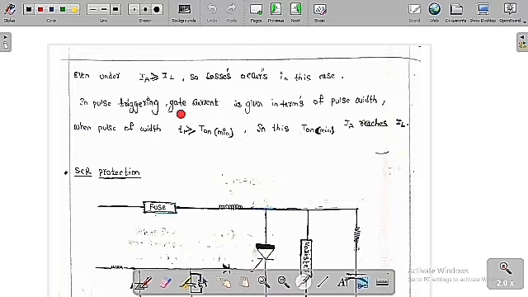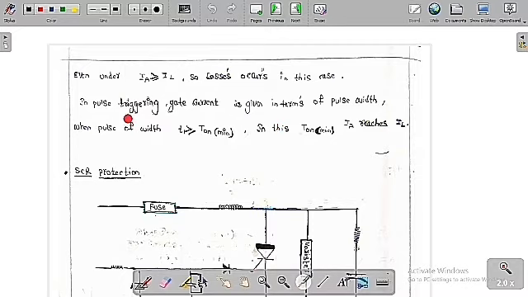In pulse triggering, gate current is given in terms of pulse width. When the pulse of width T1 is greater than or equal to T1 minimum, in this T1 minimum IA reaches IL. So we give the pulse in such a way that in this time period the anode current reaches the latching current. Then we can ensure that the device is on.